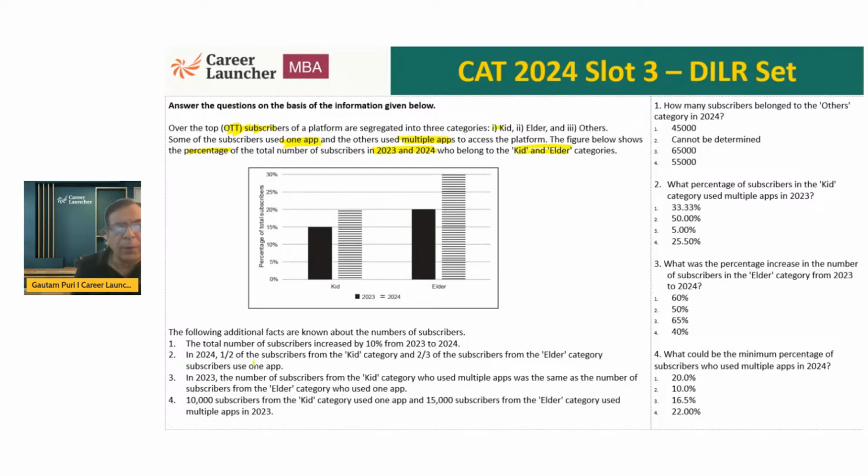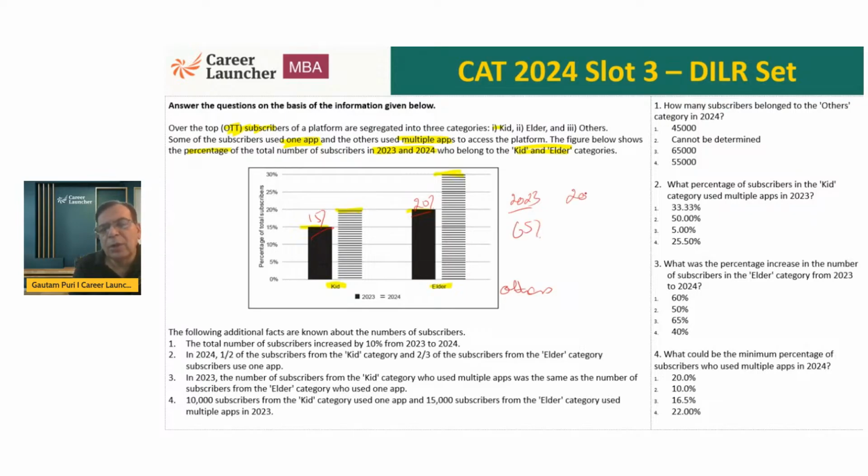Percentage of total number of subscribers. What does that mean? In 2023, the number of kids was 15% of the subscribers, and in 2024, this was 20% of the subscribers. The percentage of elders in 23 was 20% and 24 was this much. Now, but there are three categories, na? There's a category of others also. So if kids are 15% in 23 and elders are 20% in 23, then in 2023, what will be others? 100% minus 15 minus 20, 65%.